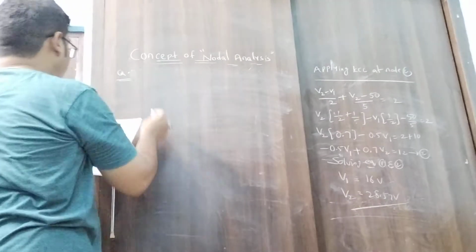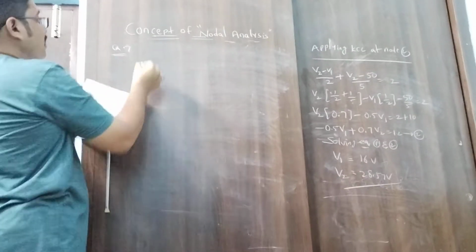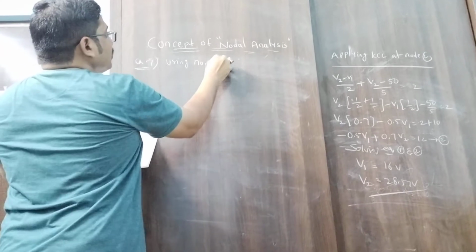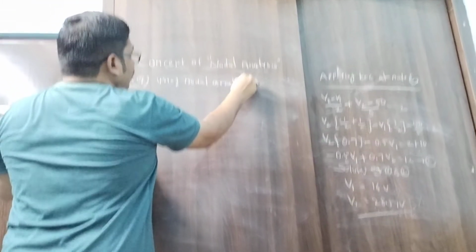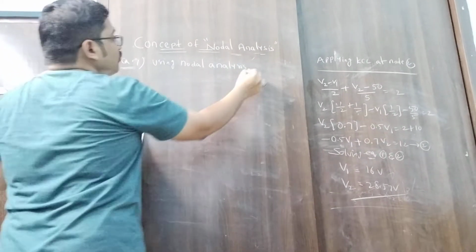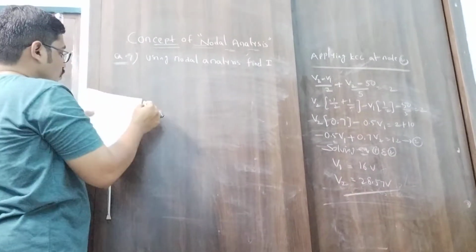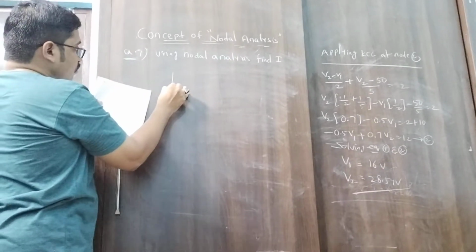Question number 7. Using nodal analysis, find the value of the current in the given circuit. What is the circuit? The circuit is given like this.